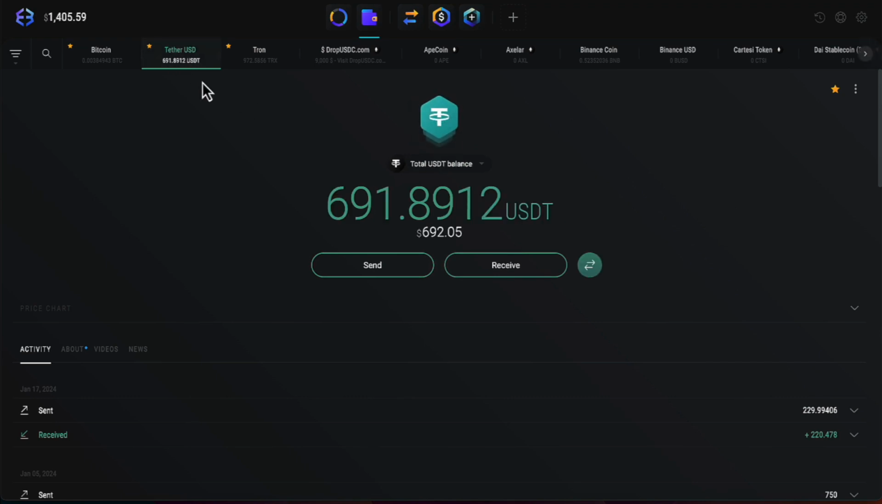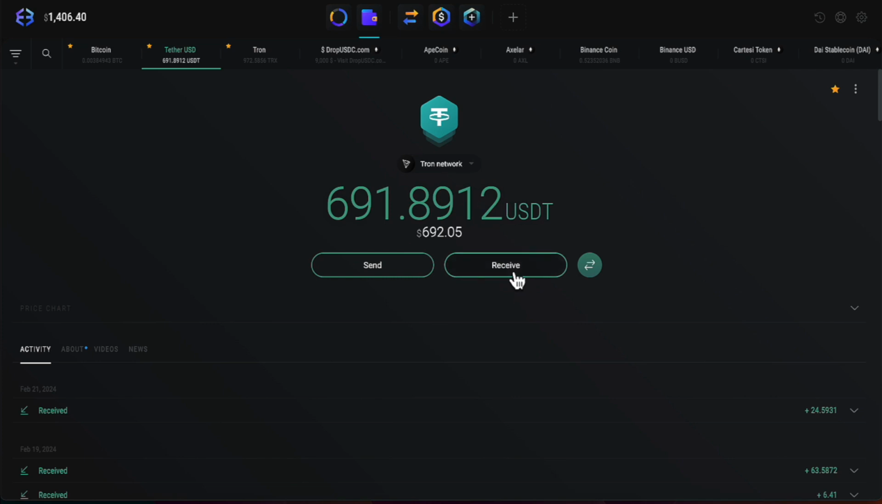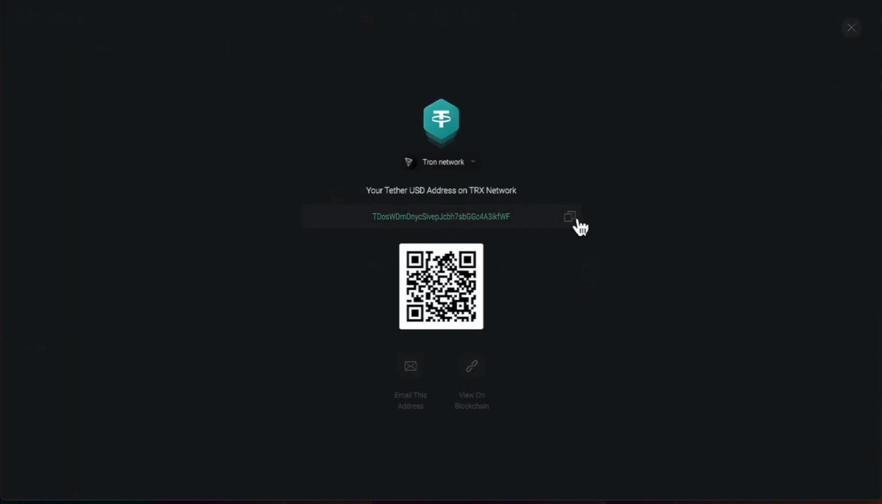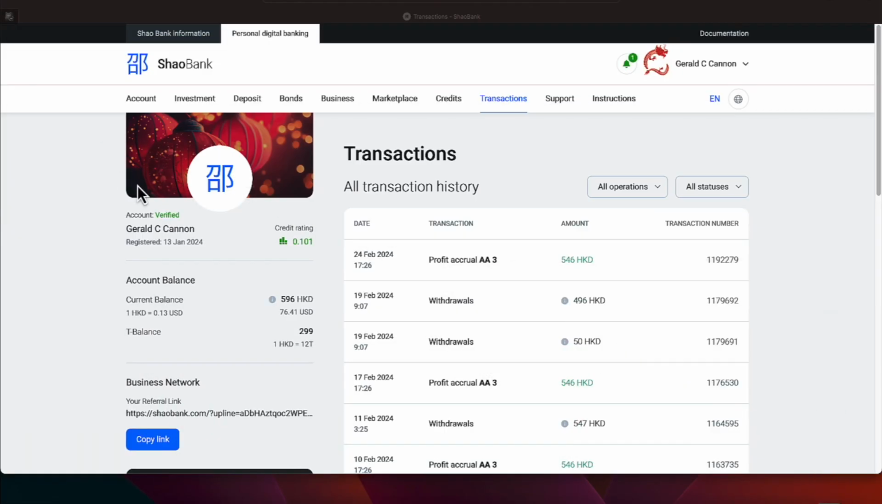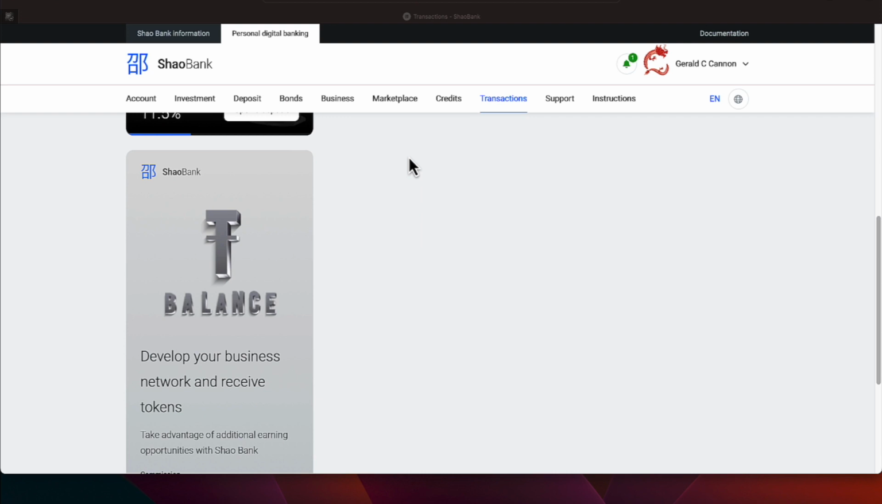I'm gonna put this on USDT. I'm gonna do a withdrawal of USDT on the Tron network, that's TRC20. I'm gonna come over here to receive, and then I'm gonna copy that wallet address, everyone. I'm gonna minimize this, and I will go back over to my transactions here.